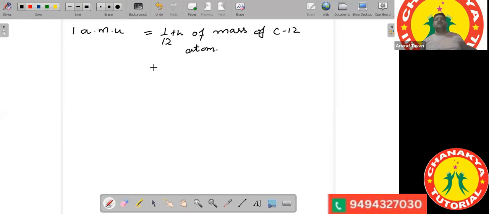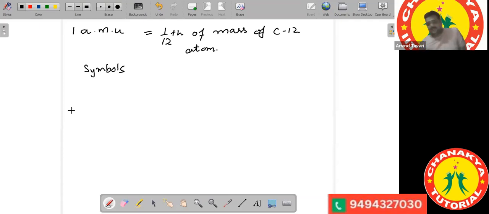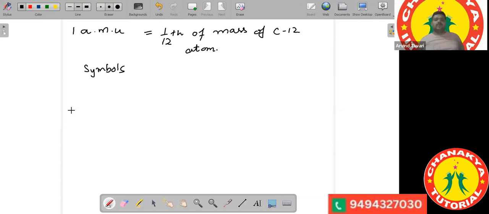Okay, this is not gram, kilogram. In the case of gram and kilogram, we compare it with kilogram. So why do we only take carbon atom and not some other atom? As carbon is versatile. It's available everywhere in every form. So that is why we take carbon 12 as the standard for it.